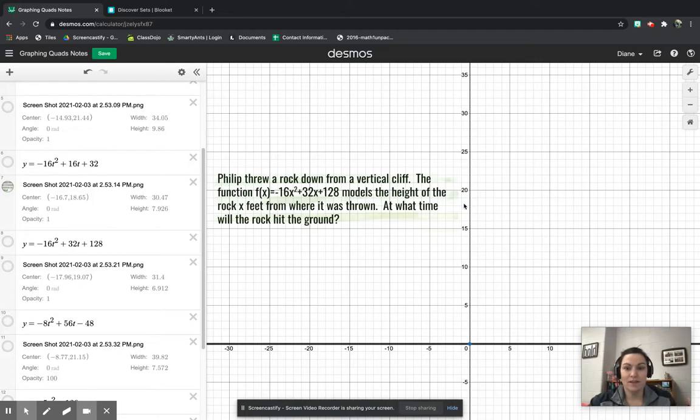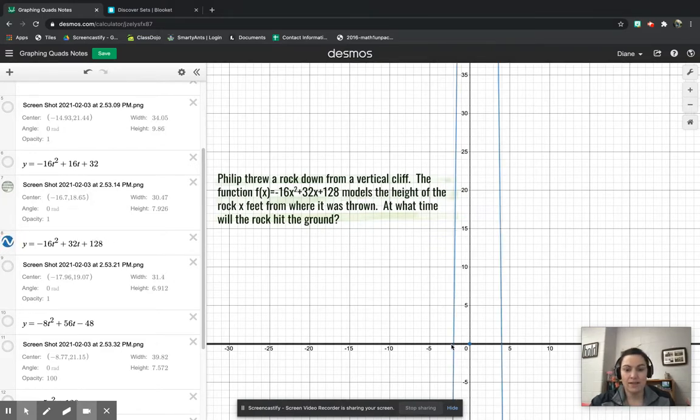So our time's not going to be here. It's not going to be our y-axis. It's our x-axis. What time did it hit the ground? So our time is going to be here. So I've typed this in. Y equals negative 16t squared plus 32t plus 128.